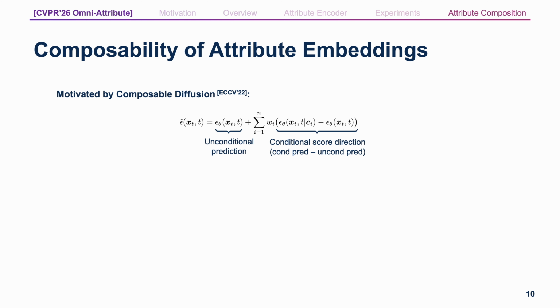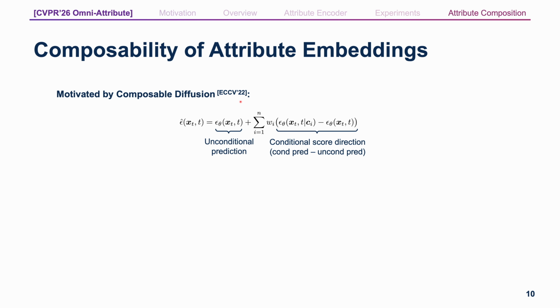So far, we've discussed how to achieve single attribute personalization. But how do we combine multiple attributes together? We actually achieve this through an extended form of classifier-free guidance, or CFG. This idea is inspired by a work from ECCV 2022 called composable diffusion.